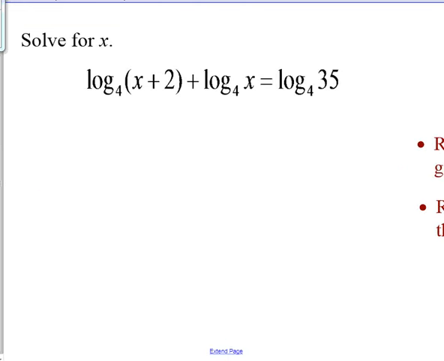Okay, we're going to just step it up just a little bit. So log base 4 of x plus 2 plus log base 4 of x is log base 4 of 35.